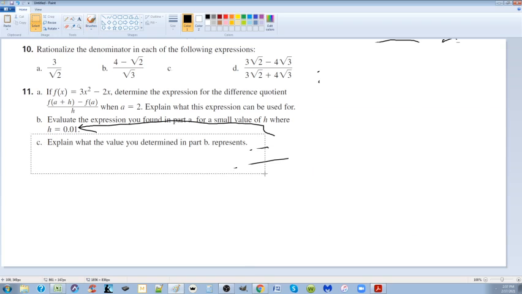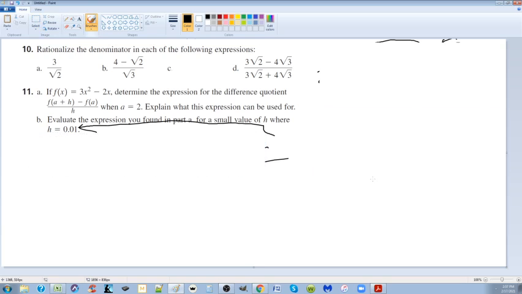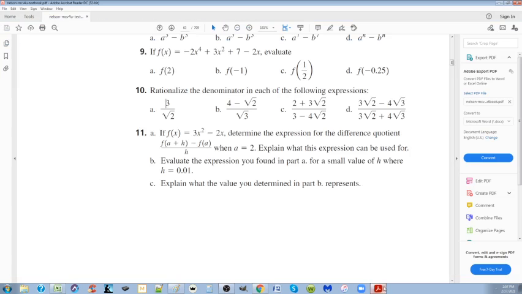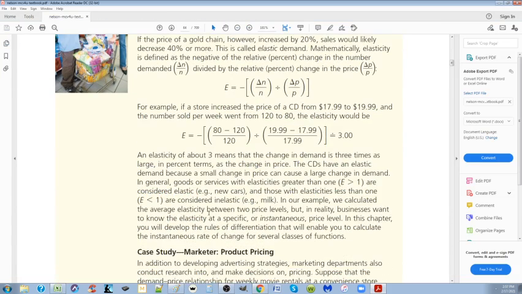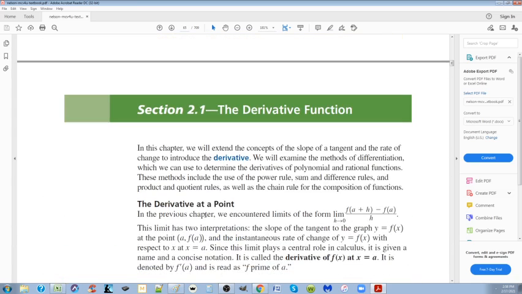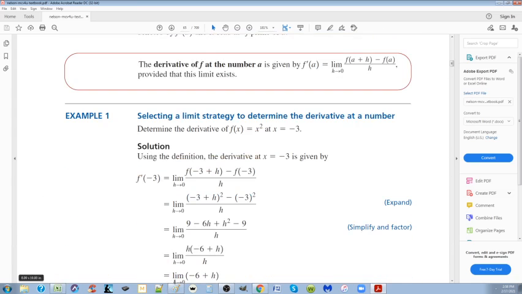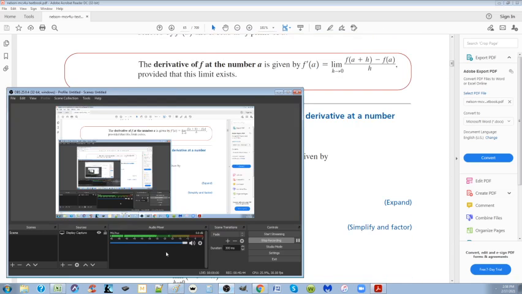Explain what the value determined in part B represents. It represents as you approach or approaching the tangent at that point, but not quite. Okay, I'm going to stop there. And would you believe it? That's just the warm-up for Chapter 2.